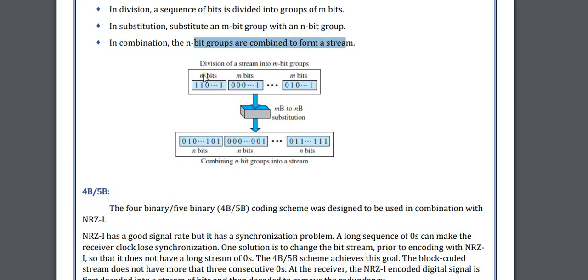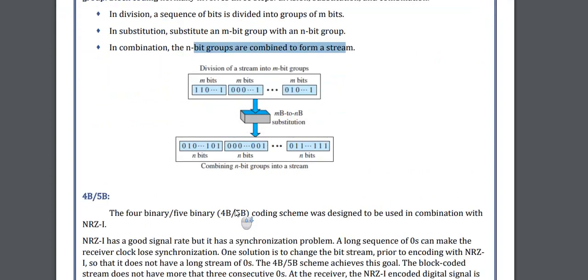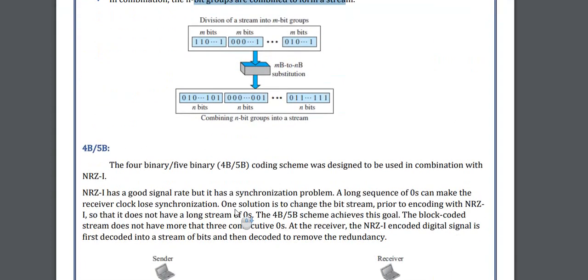In this section we have M bits as an input. Now we will transform these M bits into N bits by substitution. Those M bits are transformed into N bits. This is the work of block coding. Those bits are worked as a block, so this is known as block coding.